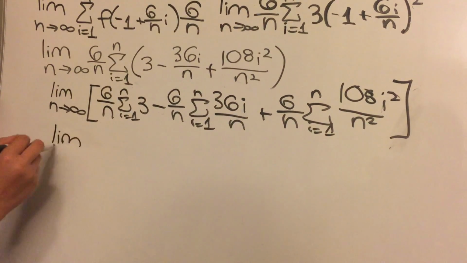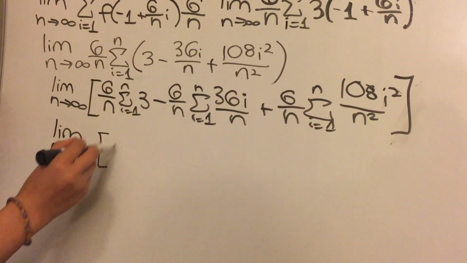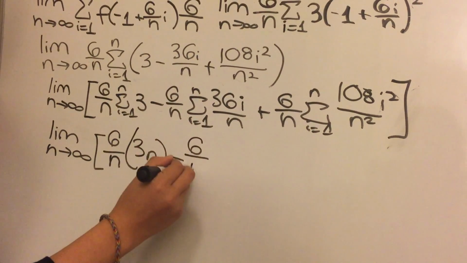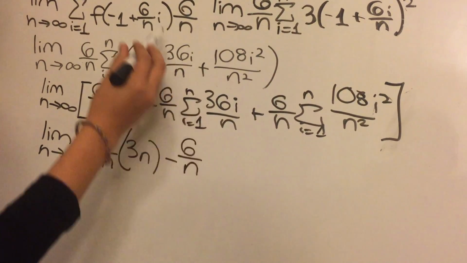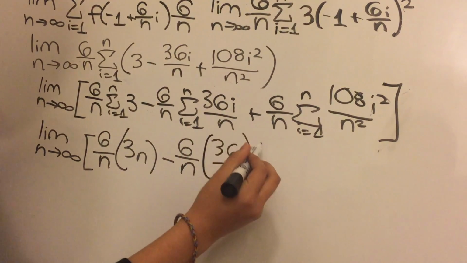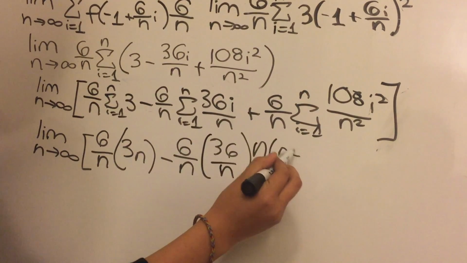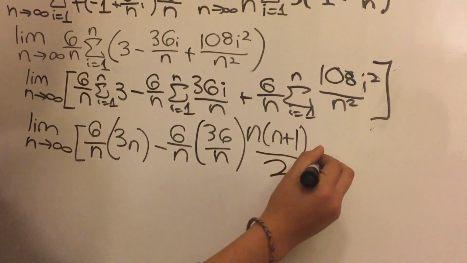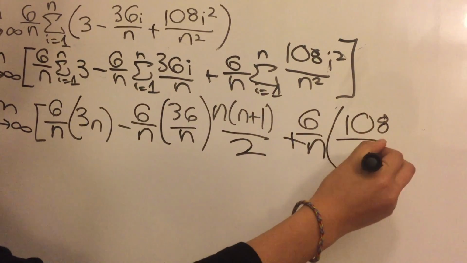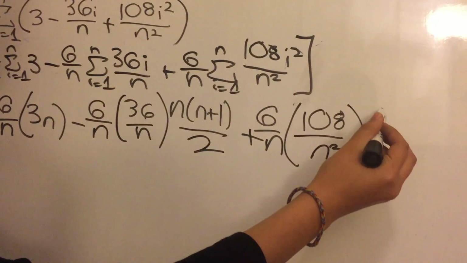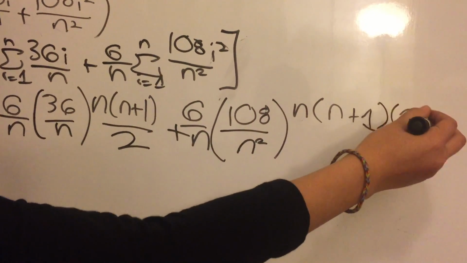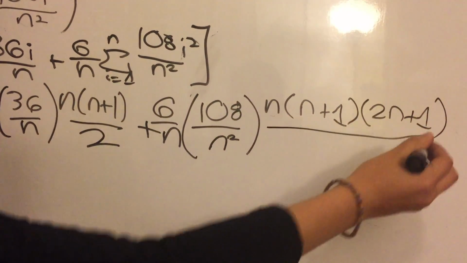So you get limit as n approaches infinity of 6 over n, 3n, minus 6 over n, and now you could take out the 36 over n like we did before with the 6n, times 36 over n, and use your summation formula for i, which would be n times n plus 1 over 2, plus 6 over n times, take out the 108 over n squared, and use your summation formula for i squared, which would be n times n plus 1 times 2n plus 1 over 6.